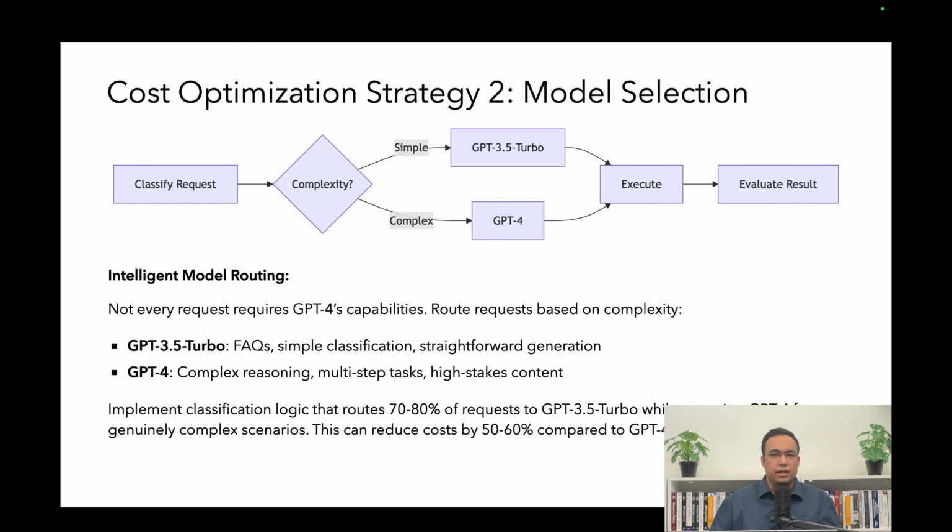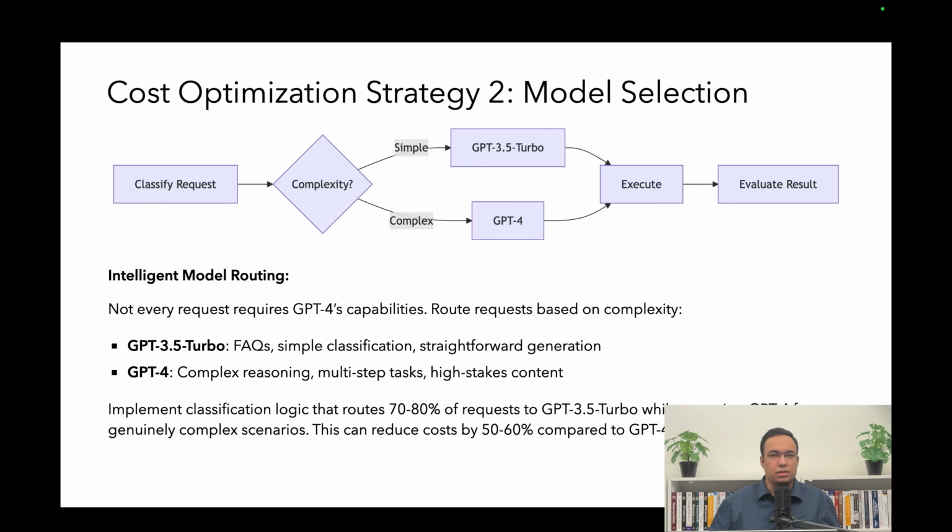Now let's talk about the second very important cost optimization strategy, which is intelligent model routing based on request complexity. Not every request requires GPT-4's level of reasoning capabilities. GPT-4 is excellent for complex reasoning, but it costs significantly more than GPT 3.5 Turbo. If you route every request to GPT-4 when many could be handled by GPT 3.5, then you're overpaying. You should route requests based on a complexity assessment.